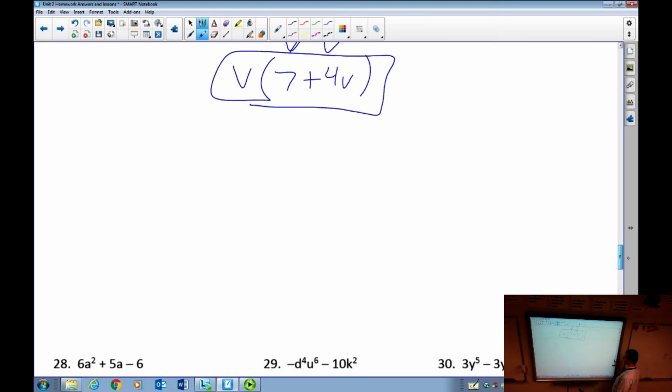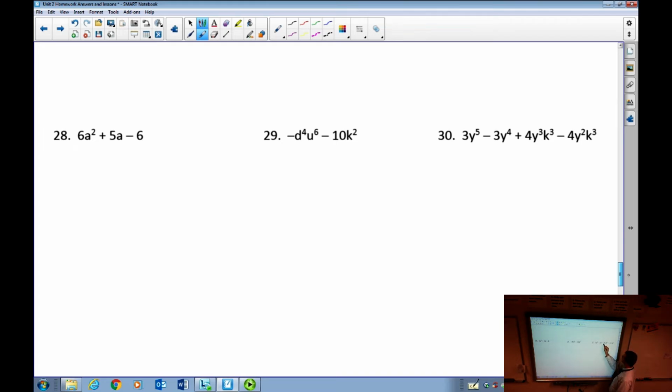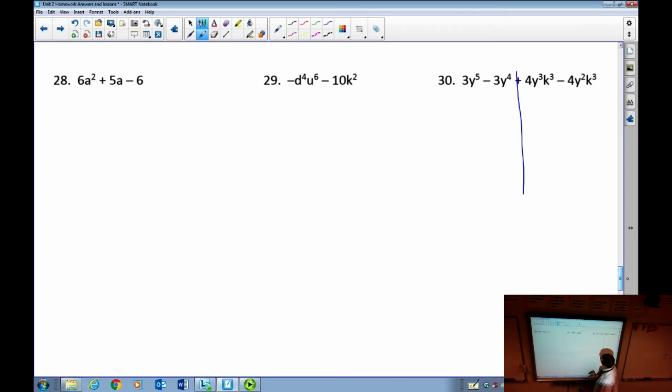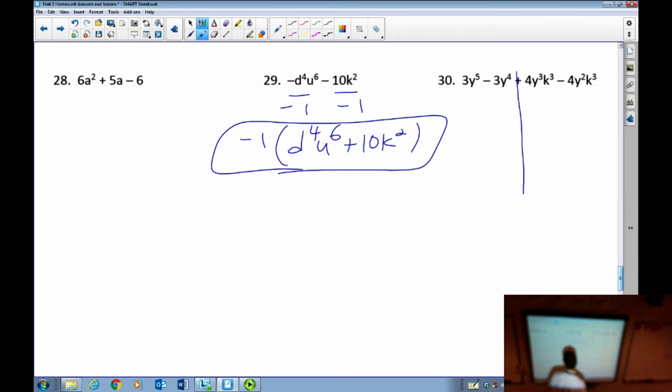27 is also special factoring there. Looking good there. Make sure you do grouping by this one. 4 terms, usually do grouping. Nothing really you can take out of number 29 except for maybe a -1. So go ahead and pull out that -1. You get d to the 4th, d to the 6th. It's positive, and a positive 10k squared. So pretty quick ones there. Those are not too bad.